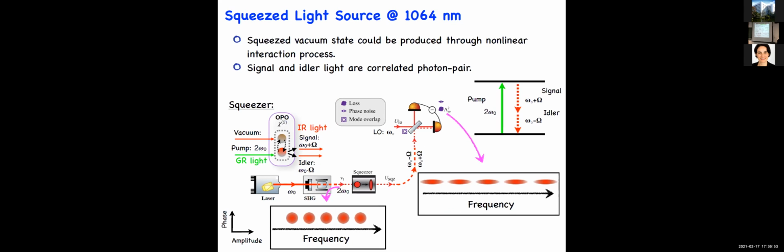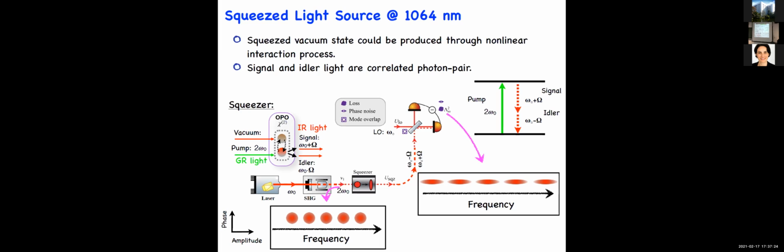From our experiment, our squeezing source is generated from the nonlinear crystal, from here, with the parametric down-conversion process. So we can measure this squeezed state noise fluctuation by the homodyne detector like this.